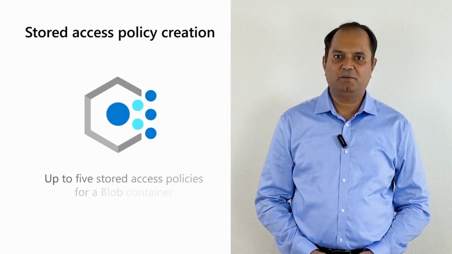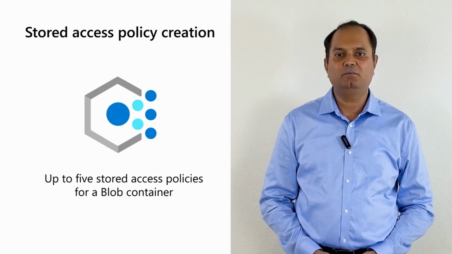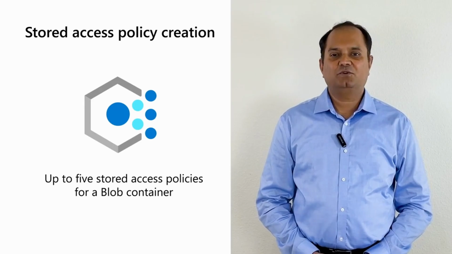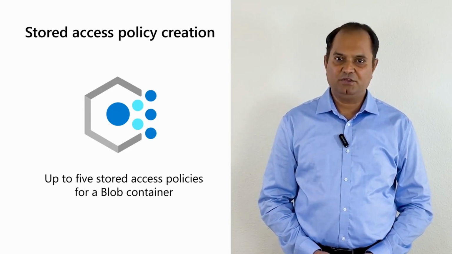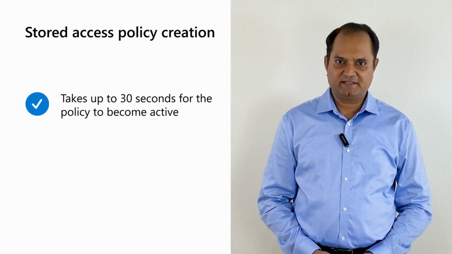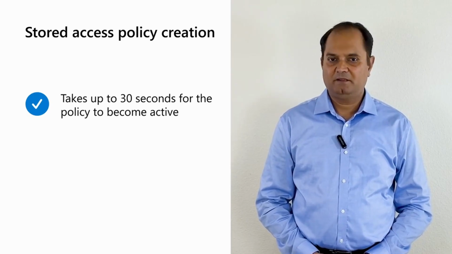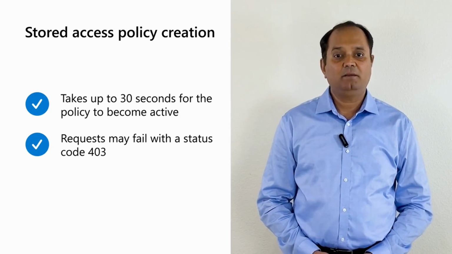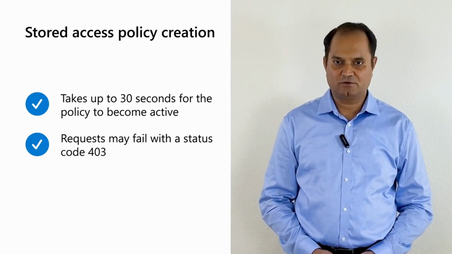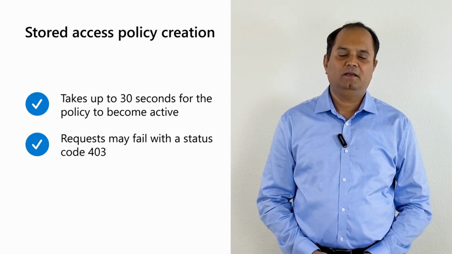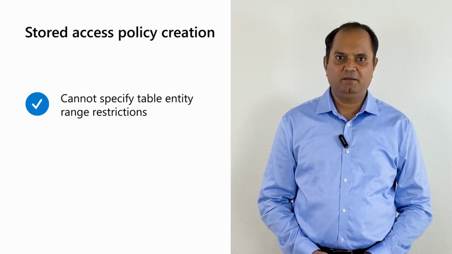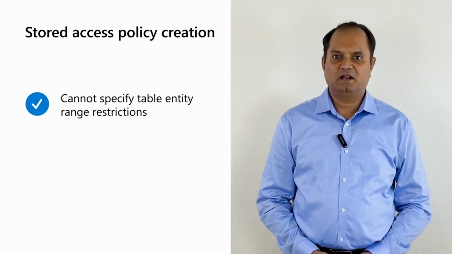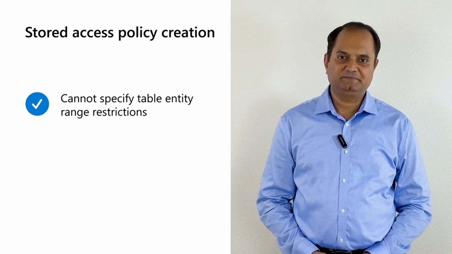Let's take note of three aspects regarding the creation of a stored access policy. First, you can have up to 5 stored access policies for a single blob container. Let's look at the second aspect. Creating a stored access policy on a container, table, queue, or file share may take up to 30 seconds for the policy to become active. During this time, requests made using a SAS associated with the stored access policy may fail with a status code of 403. The third aspect is that you cannot specify table entity range restrictions, such as the start partition key, also called start PK, in a stored access policy.